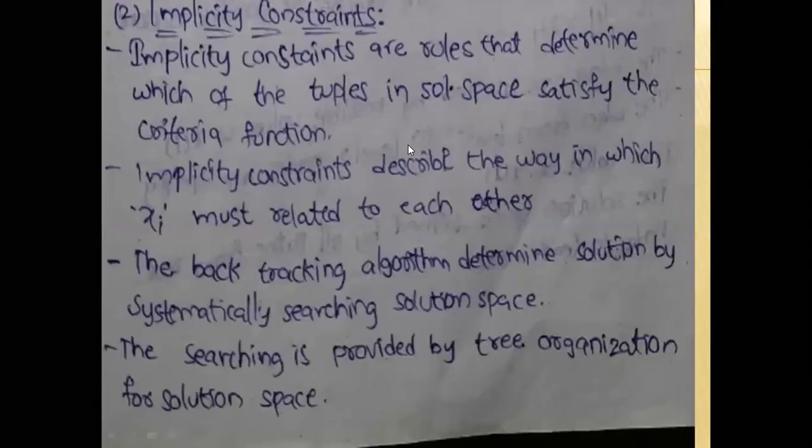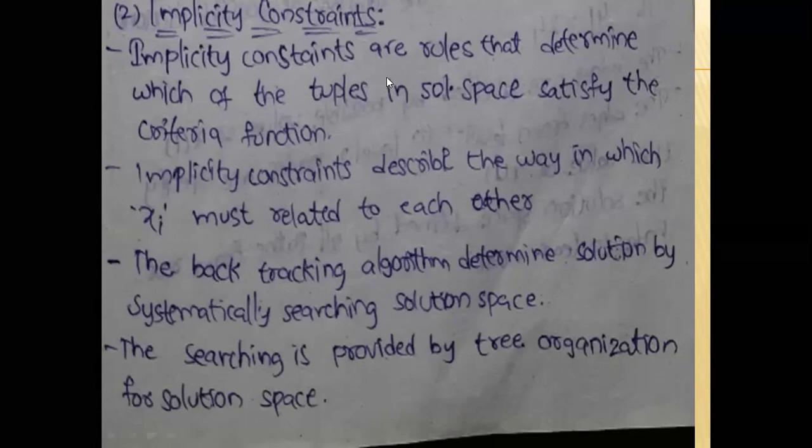Next, implicit constraints. The explicit constraints just represent the possible solution space. But not all of them satisfy the implicit constraints. The solution that satisfies the implicit constraints is the answer, that is the answer node.